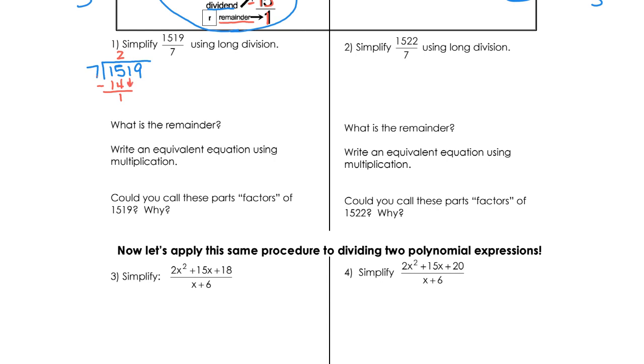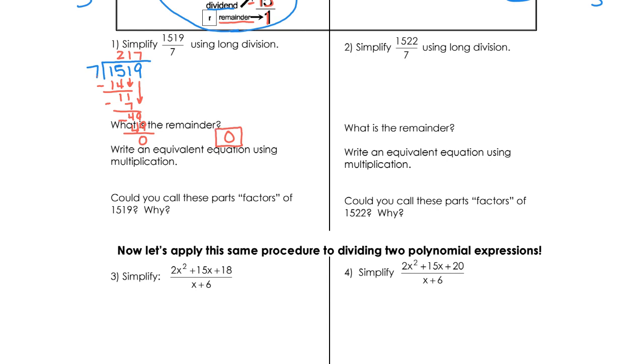Then we bring this other 1 down, and we say 7 goes into 11 one time. 1 times 7 is 7. We use subtraction, and we end up with 4, and then we bring the 9 down. 7 goes into 49 7 times. 7 times 7 is 49. Use subtraction, and we get a 0. All right. So it says, what is the remainder? And the answer is 0. Okay, we had no remainder.